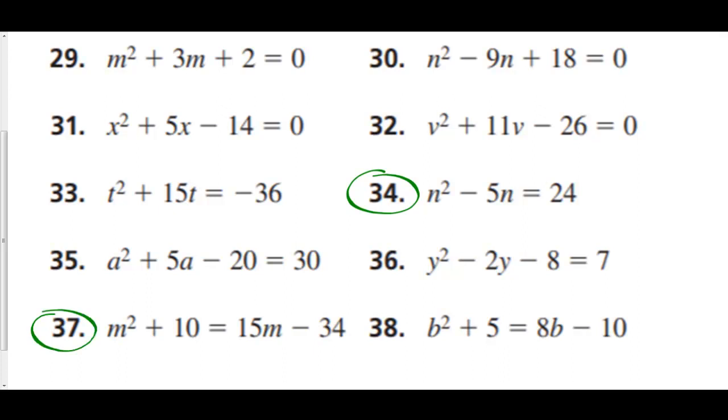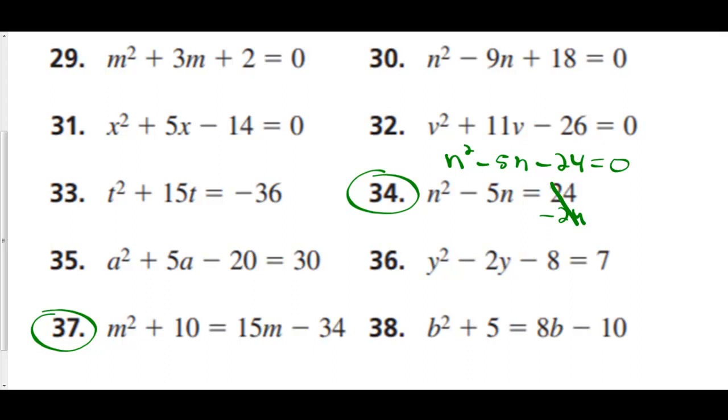So when we're looking at this problem 34, step 1 is to set it equal to 0. So clearly we have to subtract 24 on both sides. Okay? We cannot combine a negative 5n with a negative 24. They're not similar terms, of course. So this is not going to work out. We're going to have to have n squared minus 5n minus 24 equals 0.